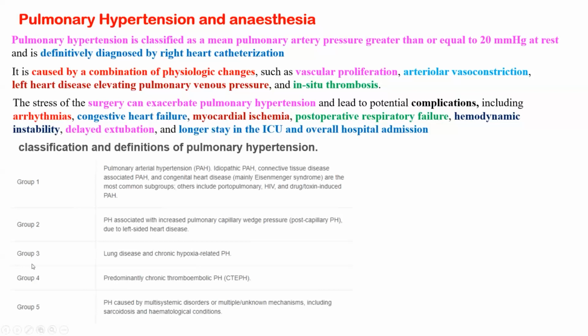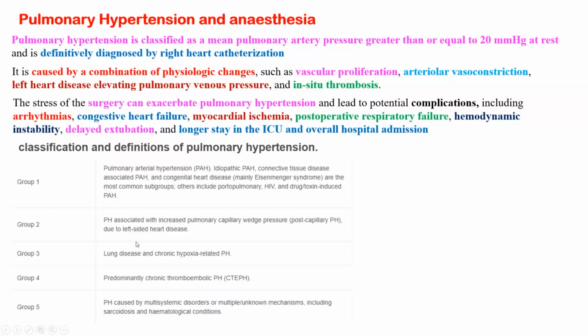Now coming to the classification and definitions of pulmonary hypertension, there are 5 groups that have been described. This classification is according to the World Health Organization into 5 groups: Group 1, 2, 3, 4, 5. Group 1 is actually pulmonary arterial hypertension. That is when the vessel coming out of the right ventricle, the pulmonary artery, becomes a stiff vessel which causes an increase in the pressure. This was originally called primary pulmonary hypertension, which is a disease of the pulmonary artery coming out of the right ventricle. It is also called idiopathic pulmonary hypertension. It's usually associated with connective tissue disorder.